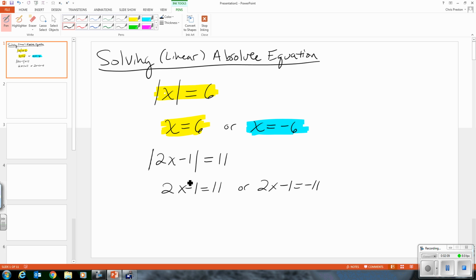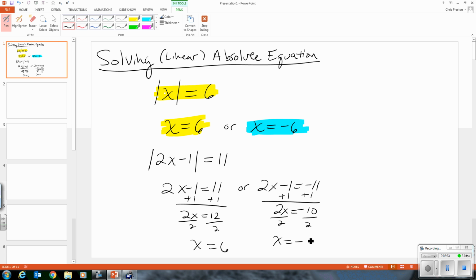So if this inside part is equal to 11, then if we were to solve this, 2x equals 12, divided by 2. So one possibility is x could equal 6. Alternatively, if 2x minus 1 equals negative 11, then add 1, you get negative 10, divided by 2. So x could be negative 5. And both of those would give you 11.